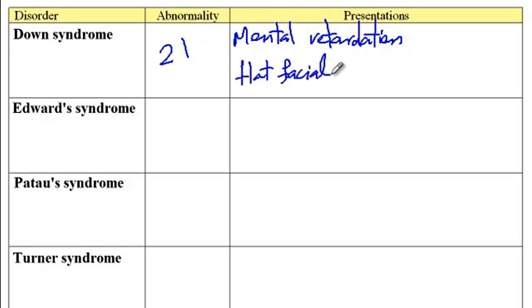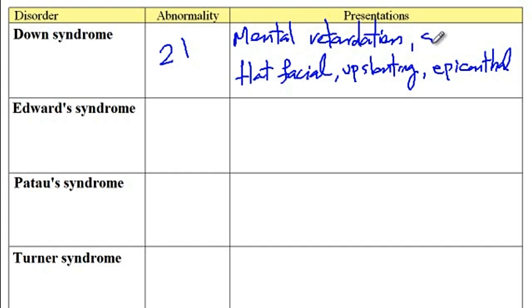facial features, upslanting palpebral fissures, epicanthal folds, as well as a single transverse simian crease in their hands. Now, these patients with Down syndrome are also at increased risk of acute lymphoblastic leukemia, early onset Alzheimer's disease, as well as cardiac septal defects like, for instance, atrial septal defect.